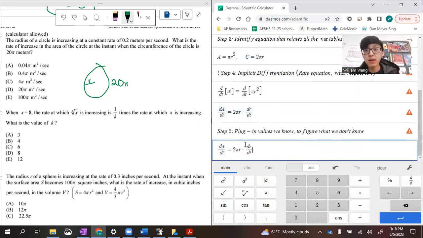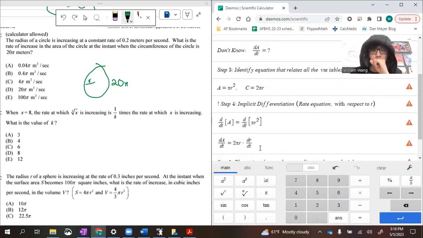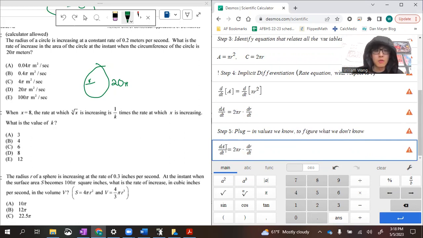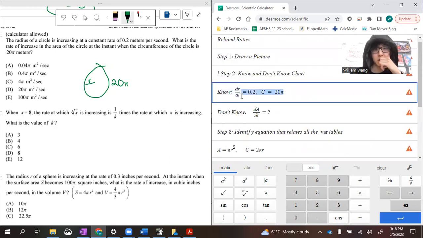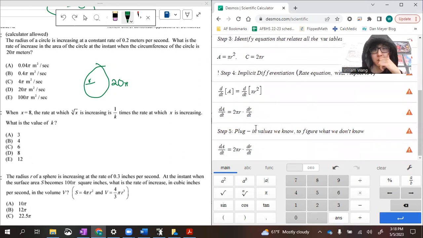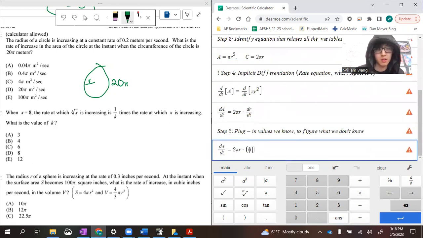Okay, step 5, let's plug in the values we know to figure out what we don't know. All right, so I'm trying to figure out dA over dt, so I don't know that. 2 pi r, do I know what my radius is? I actually don't. According to my chart, I don't know what that is. Okay, dr over dt, do I know what that is? According to my chart, I do know what that is. That is 0.2. All right. So let's look at this again. The only thing that is holding me back is this r. Once I figure out r, I can solve for dA over dt.